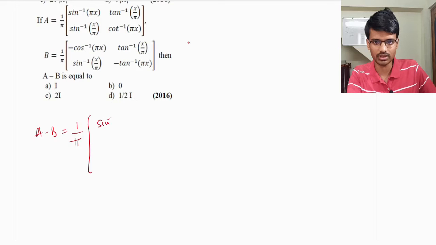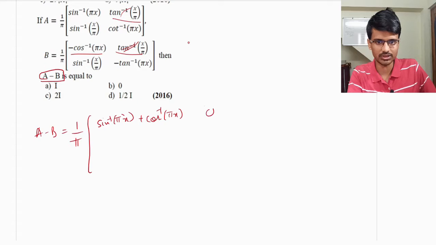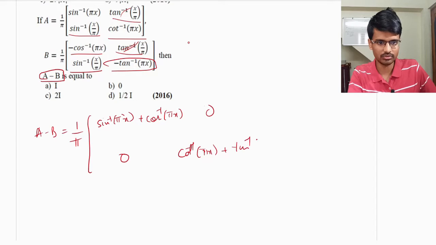So what do I get? Sine inverse pi x minus cos pi x, so it becomes cos inverse pi x. Similarly here, tan inverse pi x minus tan inverse pi x, so this gets cancelled because we are doing A minus B, right? So this is 0. Similarly, sine inverse pi x minus sine inverse pi x will also get cancelled. Cot inverse pi x minus of minus tan inverse pi x will be nothing but cot inverse pi x plus tan inverse of pi x. From inverse trigonometry, we know that this is equal to pi by 2. Direct property. 0, pi by 2.